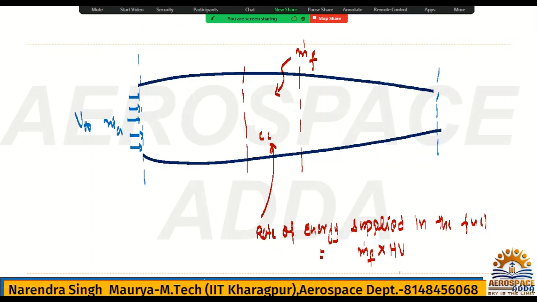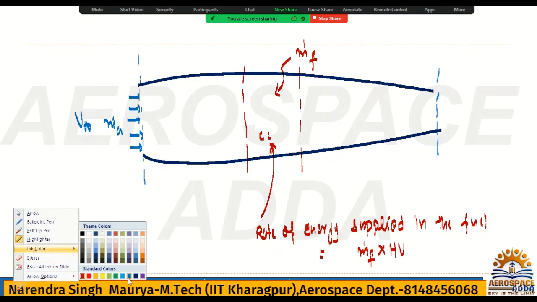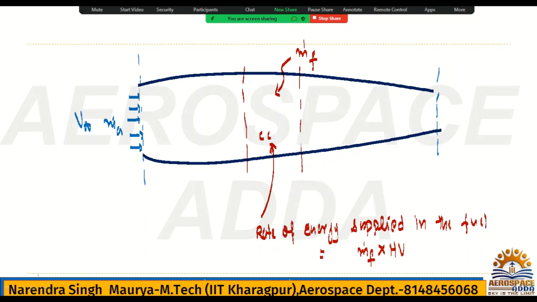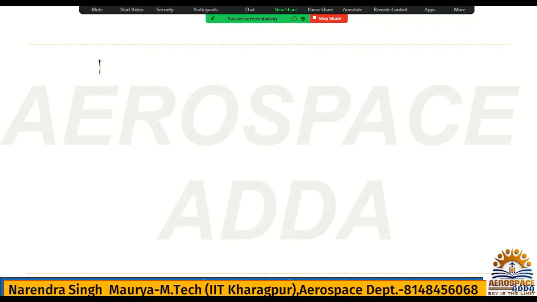And that fuel will burn in the combustion chamber. And here you will have an exit. The exit is gas, which is nothing but m dot a plus m dot f. Now it becomes gas, and the velocity here is the exit velocity. All right, so what is the power imparted? What is the power imparted to engine airflow?